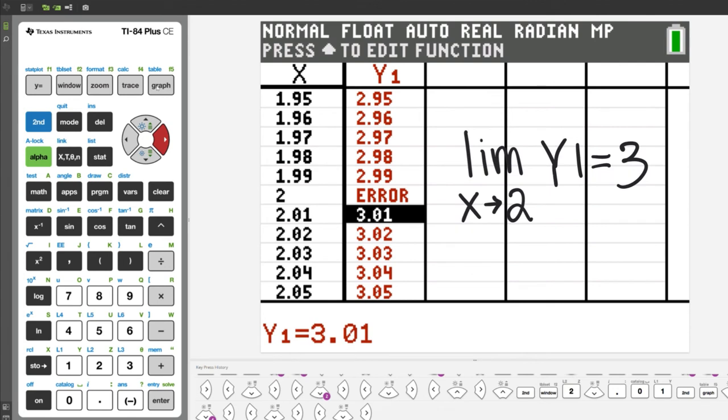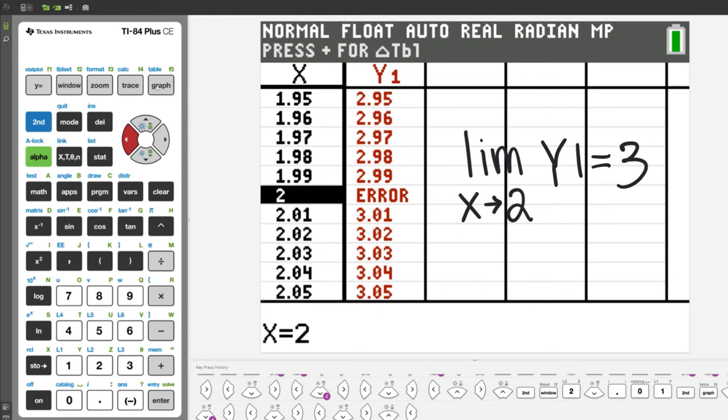Taking a numerical approach to limits and mastering these table settings allows you to collect a lot of information about a function. We were able to identify that this function was undefined at x equals 2 because of the error. We were also able to zoom in closer and closer to x equals 2, kind of like we would with a graph, but with numbers.